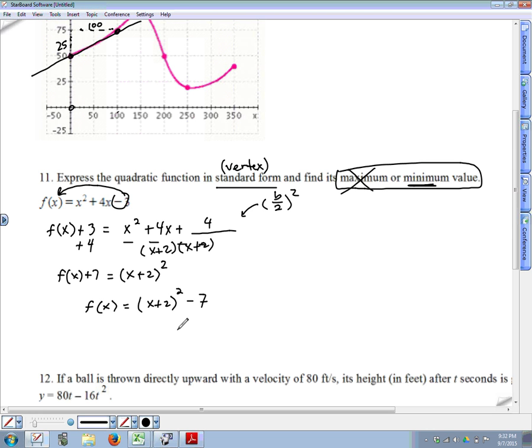One reason for writing it in vertex or standard form is the vertex is immediately identified as part of the expression. X plus 2 means the graph moves 2 units to the left. Minus 7 means the graph moves down 7 units, which places the vertex at negative 2, negative 7, and that would be the minimum value. Negative 2, negative 7.